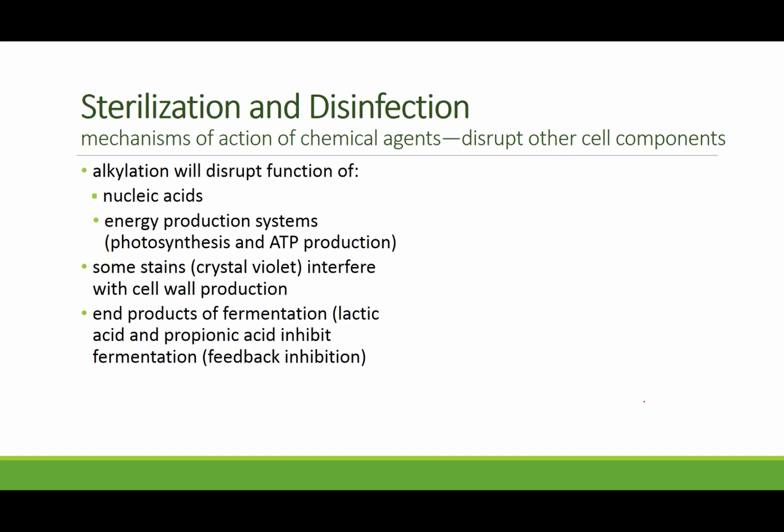Some of the stains, for instance crystal violet, that we have used to stain and dye cells will interfere with the production of the cell wall of the bacterium, and so that messes up the ability of the cell to grow and reproduce. And sometimes the end products of fermentation, like lactic acid and propionic acid, will inhibit fermentation from happening. So this is kind of a feedback inhibition.